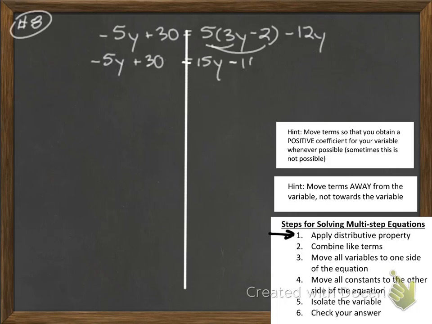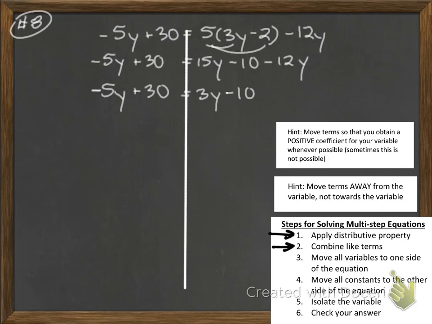5 times negative 2 is negative 10, so we have 15y minus 10 minus 12y. Next, we're asked to combine like terms. Again, you can only do that when your like terms are on the same side of your equation. So if we look over here, we see that we have a 15y and a minus 12y, so we can combine those. 15 minus 12 is 3, so we have a positive 3y minus 10. And again, we'll just bring down everything else that we didn't change from the equation.